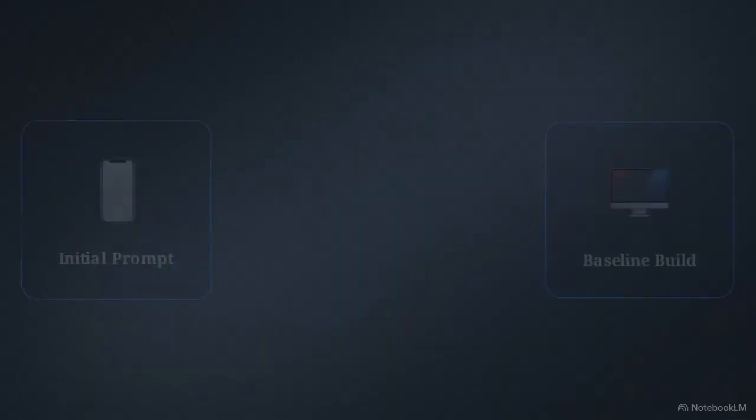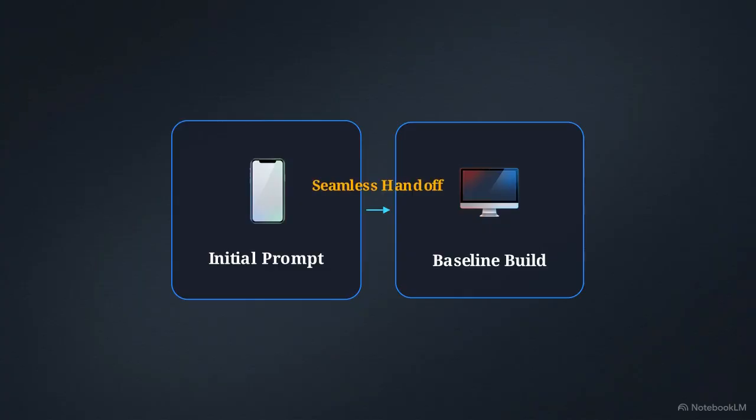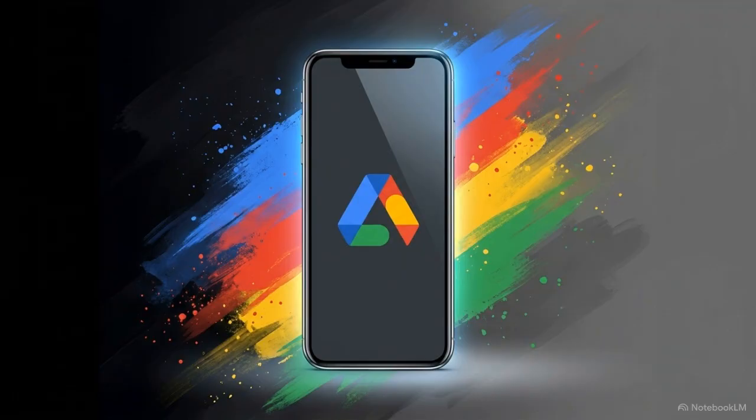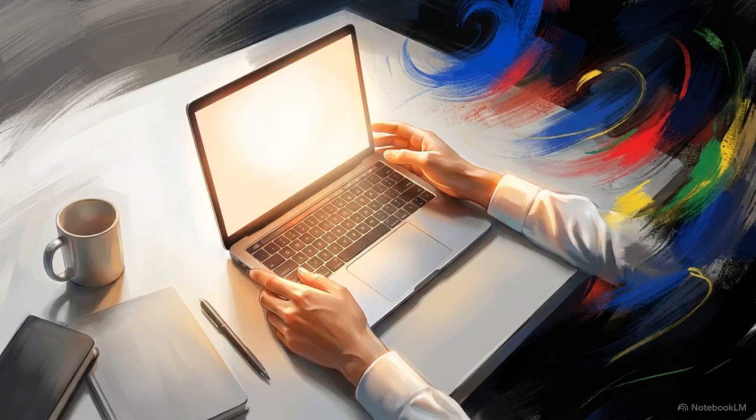To maintain that pace, the delay between having a concept and interacting with the baseline build needs to be as short as possible. The new Google AI Studio mobile app is designed for this exact window. It allows you to log the details of your initial build right from your phone while you are still on the move. When you finally reach the office and open your laptop, you aren't staring at a blank page.